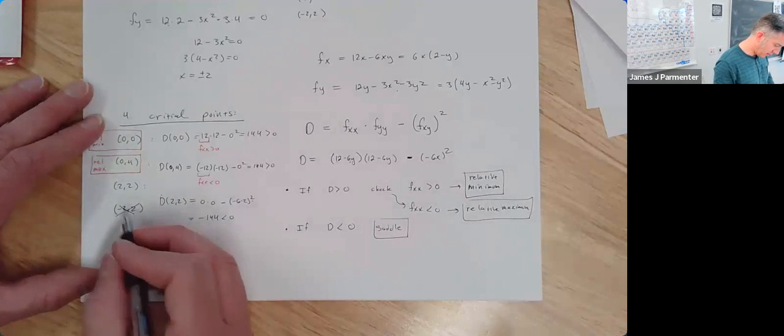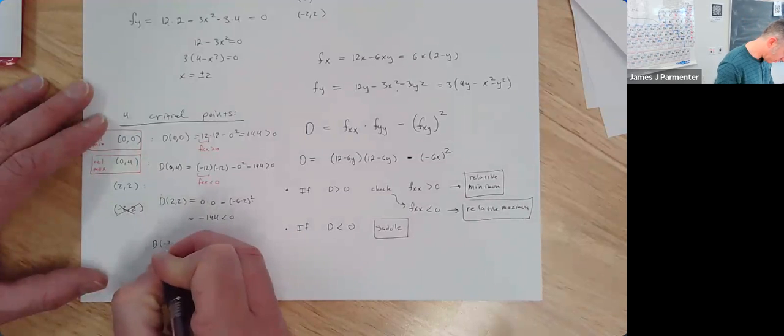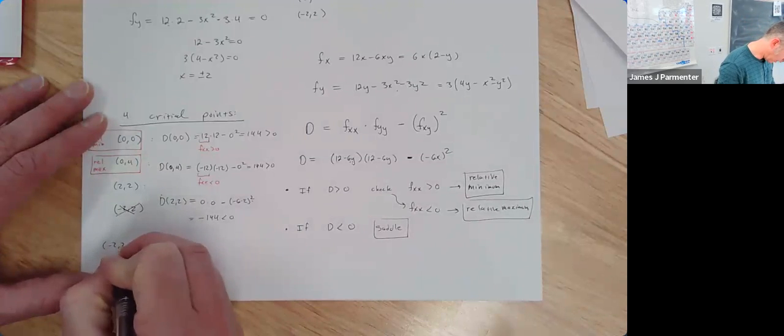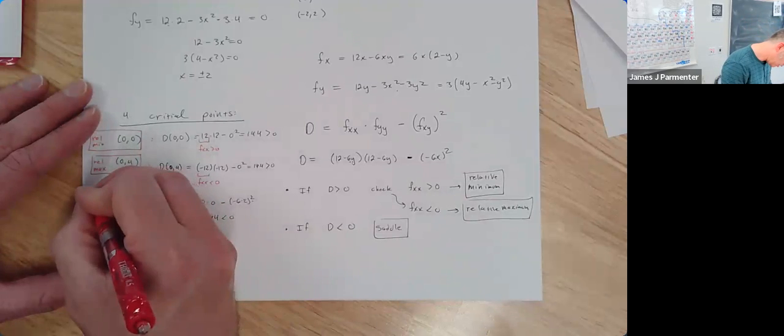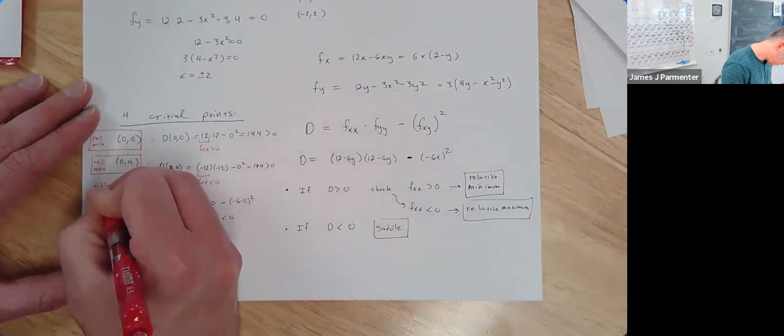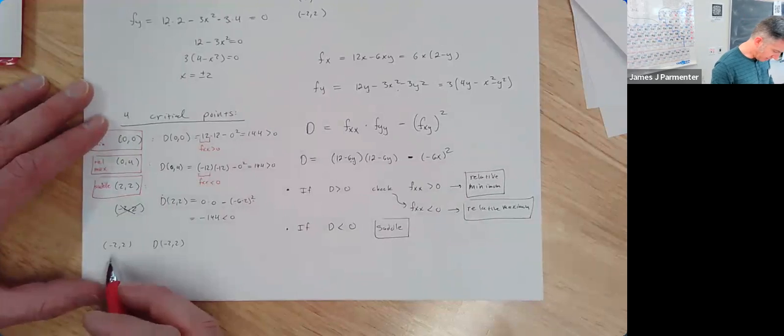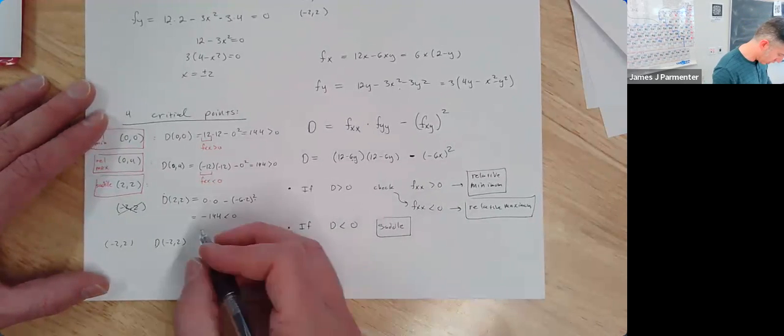And the same thing's happened over here. Let's check. You plug in negative 2, 2. Oh, sorry, I was going to write the saddle. I have a saddle at 2, 2. And then finally at negative 2, 2, I think we're getting the same result, but let's check.